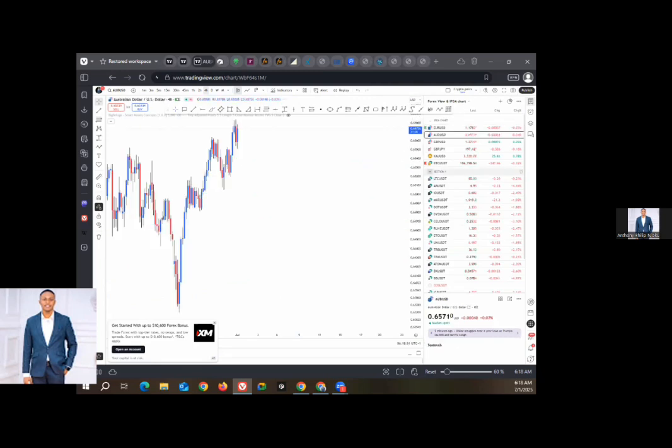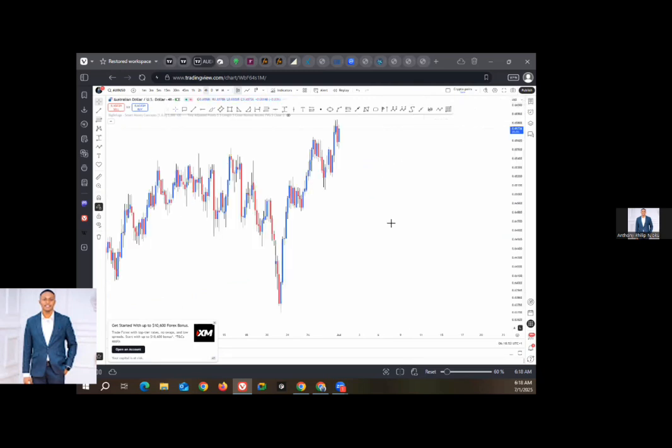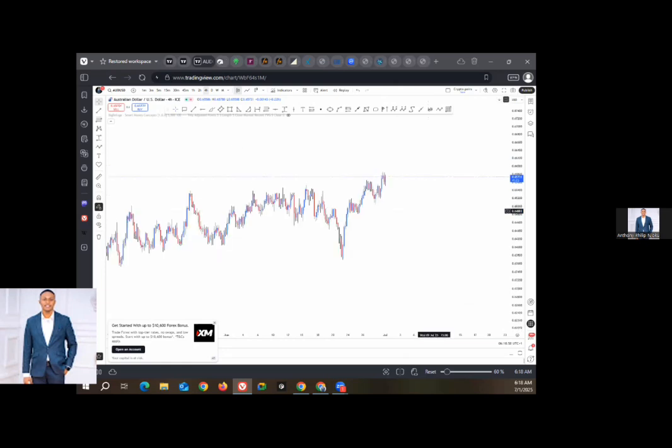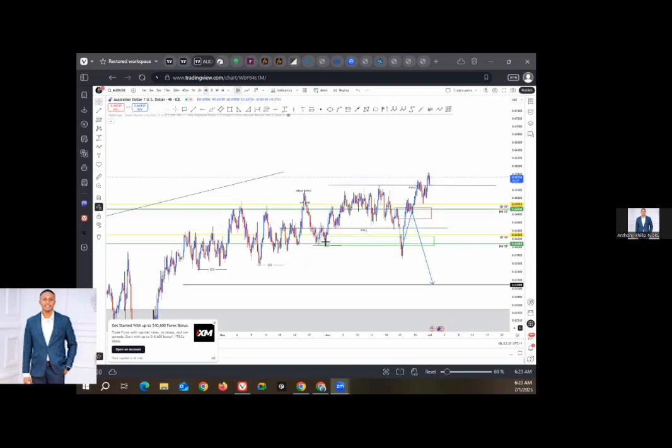Then the next is AUD USD. Like I told you guys, we'll be removing AUD from our list, but before I remove it, we would like to see how the forecast played out. So I had the forecast on AUD USD. This is the AUD USD chart, and this is the forecast.